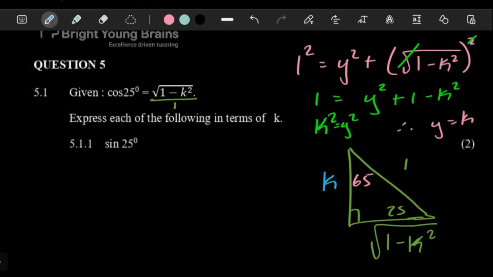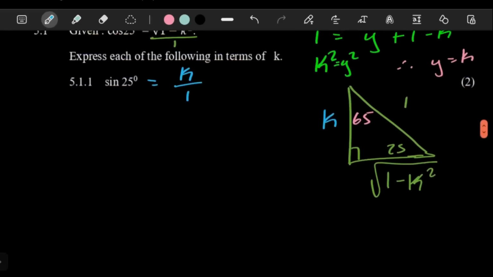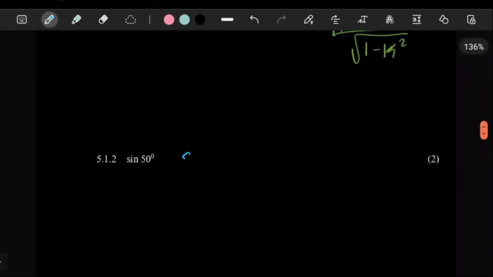Okay, our question is now easy to work out. So sine 25 is like opposite over hypotenuse. Opposite over hypotenuse. Sine 50, this is double.